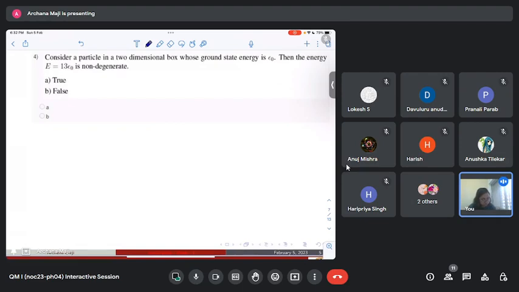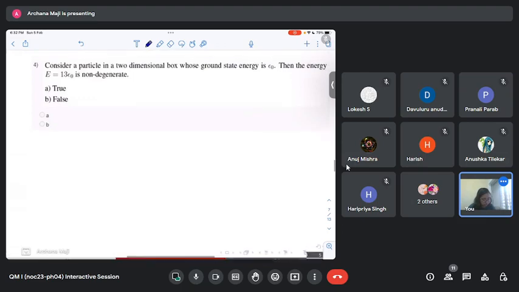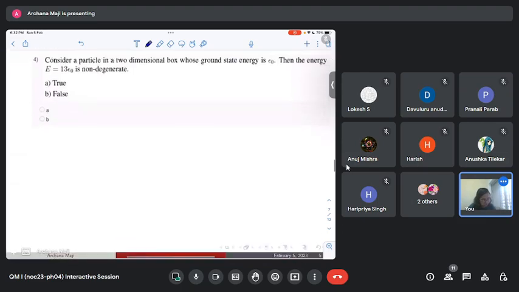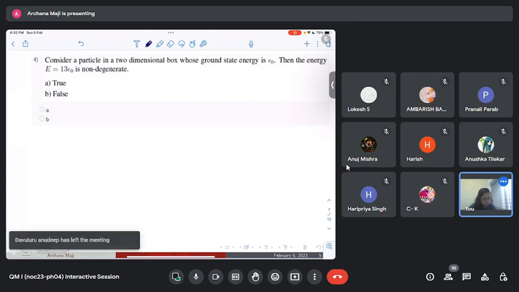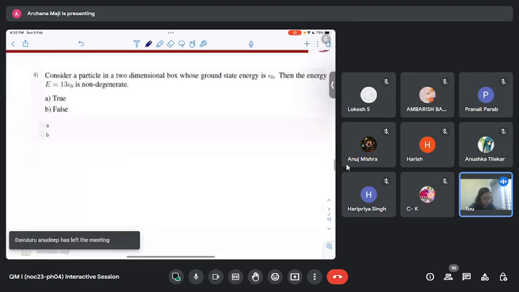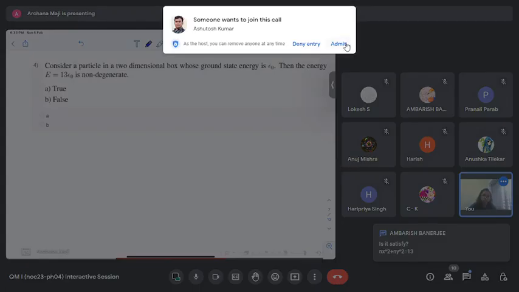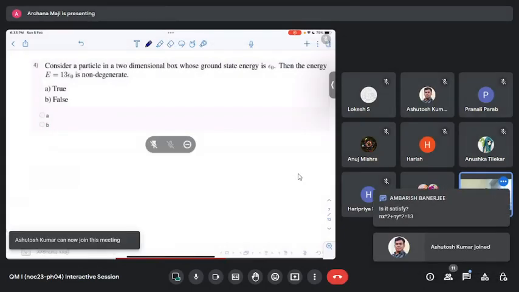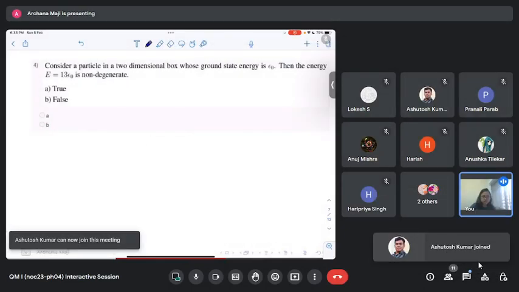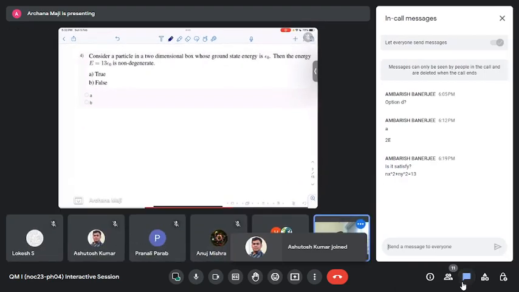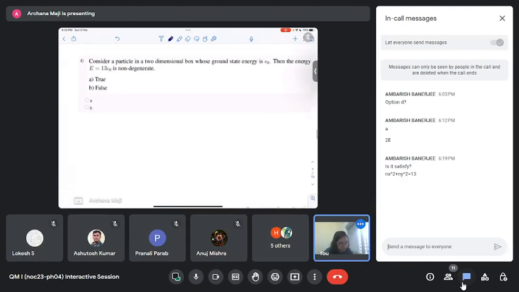So here we need to solve the two-dimensional Schrodinger's equation, right? So again the potential is 0, but now we will get two differential equations. Is it satisfying? Yeah. So the question is, is this energy non-degenerate? What do we mean by that?